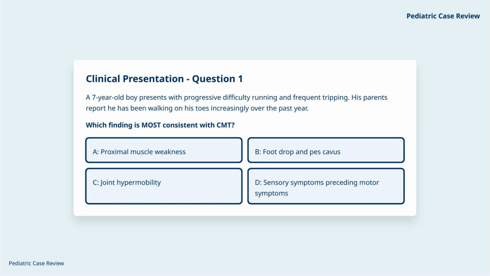A 7-year-old boy presents with progressive difficulty running and frequent tripping. His parents report he has been walking on his toes increasingly over the past year. Which finding is most consistent with Charcot-Marie-Tooth disease? A. Proximal muscle weakness. B. Foot drop and pes cavus. C. Joint hypermobility. D. Sensory symptoms preceding motor symptoms.